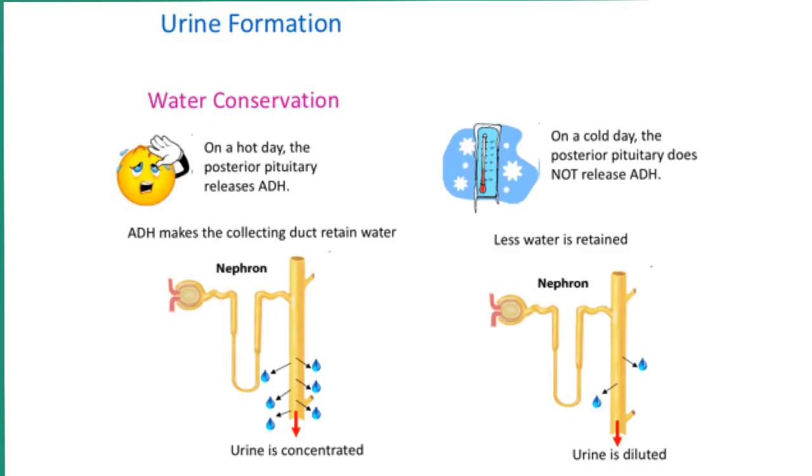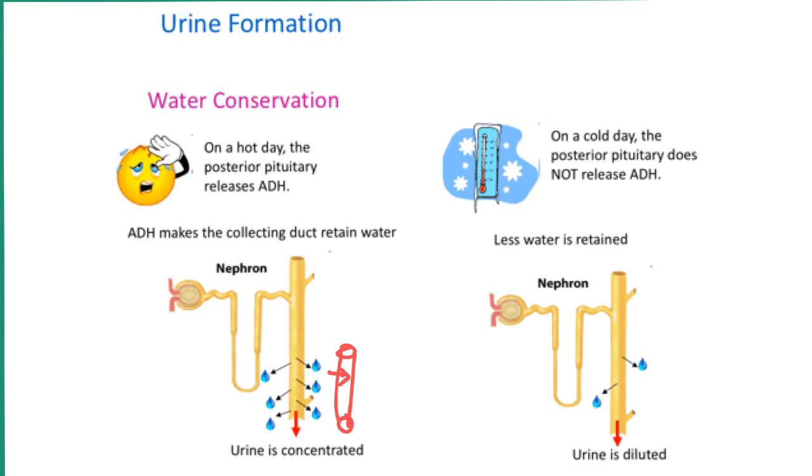The last stage in urine formation is water conservation, and this happens in the collecting duct of the nephron and the DCT. On a hot day, the posterior pituitary releases ADH, the antidiuretic hormone. Antidiuretic hormone makes the collecting duct retain water. In other words, the collecting duct becomes permeable to water, as does the DCT. So the water enters the capillaries and the water is retained, so the urine that comes out is more concentrated.